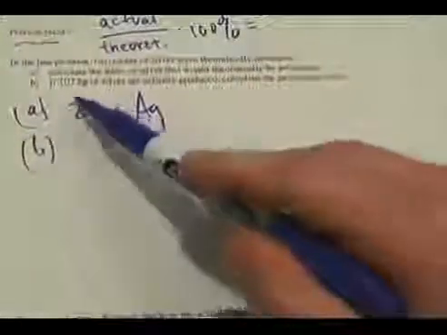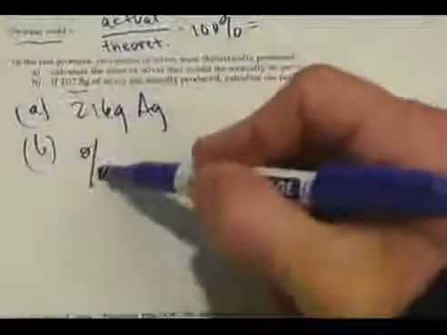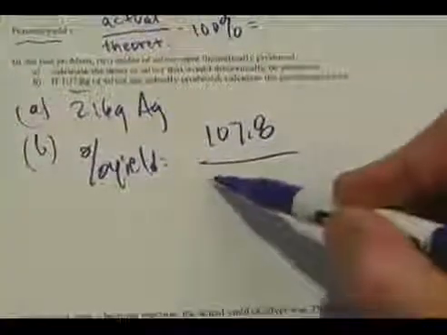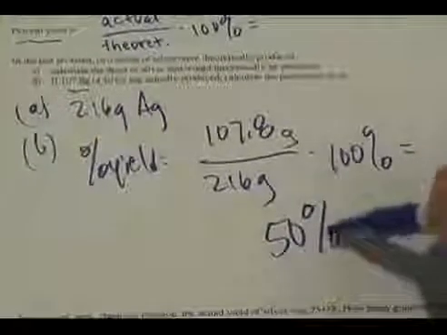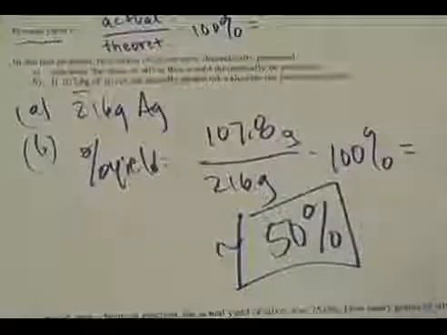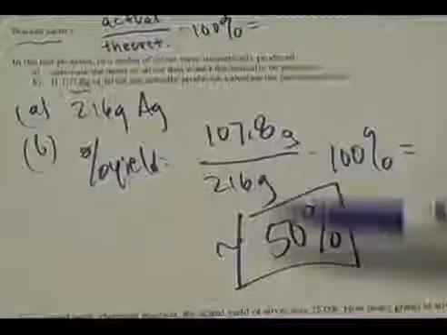And then in letter B it says, if 107.8 grams of silver were actually produced, calculate the percentage yield. So to find percentage yield, we take actual, 107.8, and divide it by the theoretical, which was 216 grams, and then we multiply that by 100%, and I think I can approximate this to be about 108. So 108 divided by 216 is like 0.5 or so, times 100% means I'm going to end up with about a 50% yield, pretty close to a 50% yield. So notice it's actual divided by the theoretical, and the theoretical I get by doing the stoichiometry, times 100%.